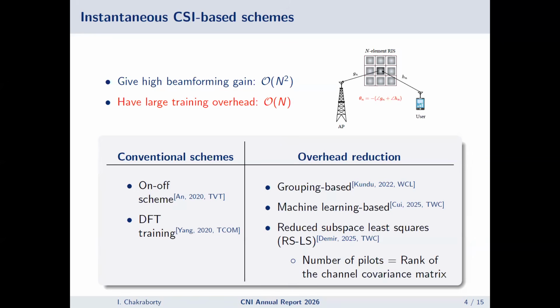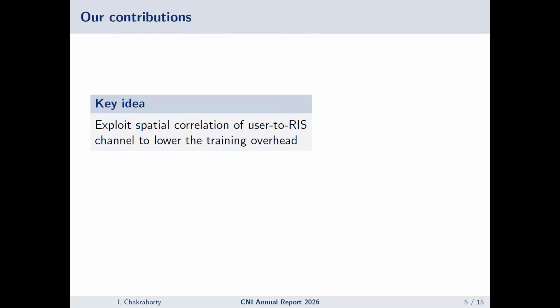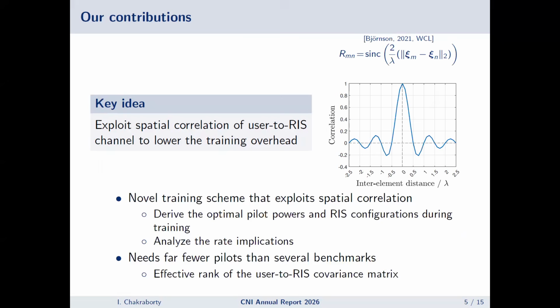Now, what we want to do in this work is cut down this pilot overhead even more. And the idea is to exploit the spatial correlation. We exploit this spatial correlation and derive the optimal pilot powers and RIS configurations during training for our proposed method. And we analyze the rate implications and finally show that our scheme needs far fewer pilots than several benchmarking schemes. And this is even lower than the effective rank of the user to RIS covariance matrix. And this effective rank is something even lower than the rank.